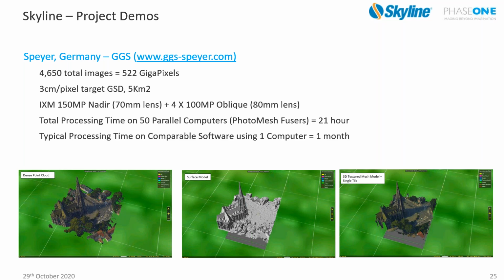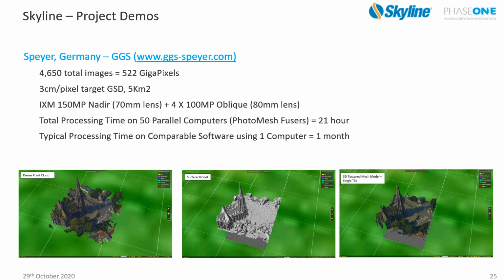We will review two projects. One of them is the one from GGS that Gerhard was demonstrating on for the flight planning portions in Speyer. That one was 4,650 images, I believe, from the combination of the 150 megapixel nadir and the 100 megapixel oblique, with the 70 millimeter lens on the nadir and an 80 millimeter lens on the oblique. Usually the oblique lenses are a little longer because they have to view a little farther. That's part of the nice configuration that Phase One offers, different lens flexibility for different applications.